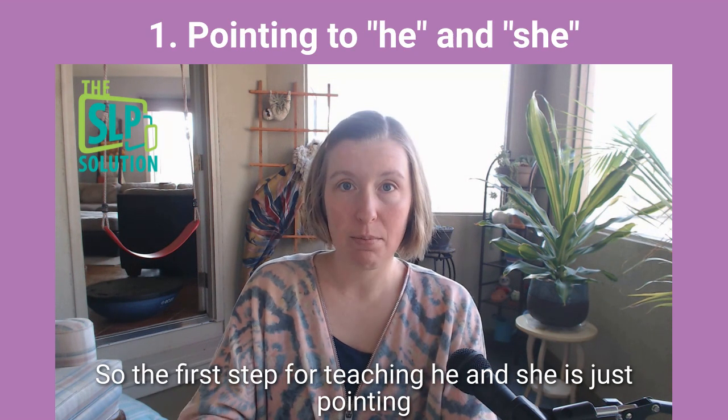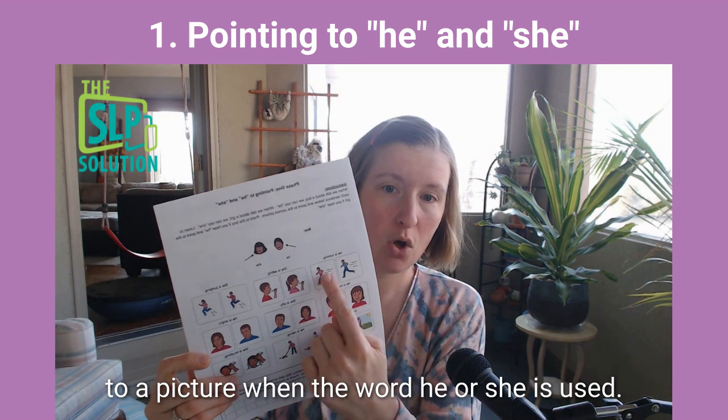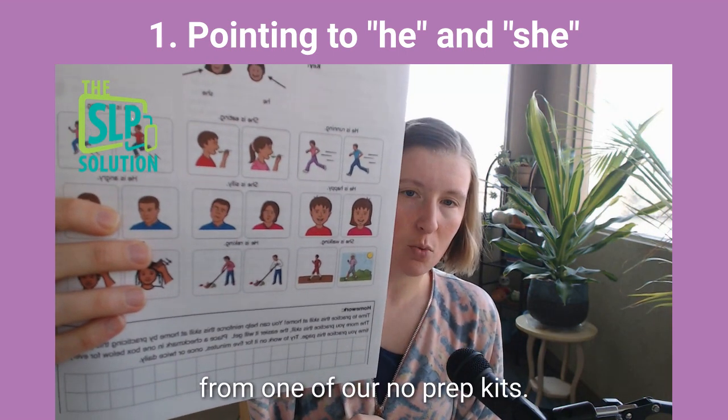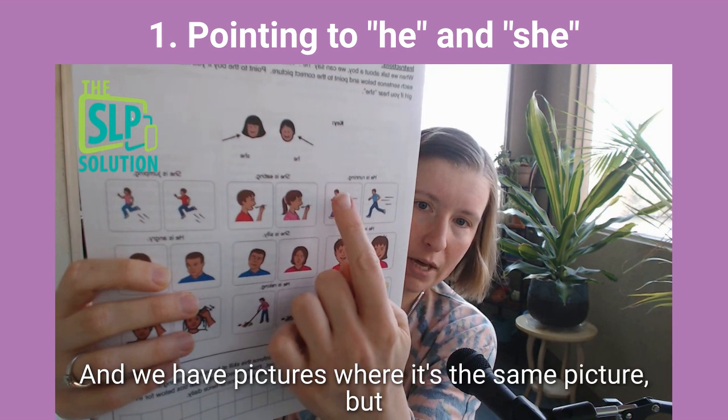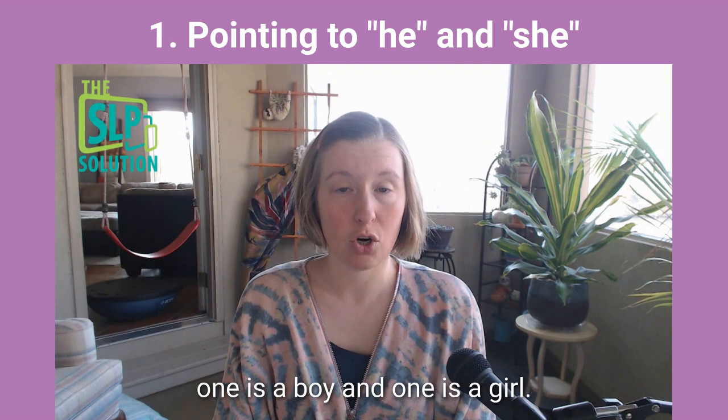So, the first step for teaching he and she is just pointing to a picture when the word he or she is used. So, you can see here, this is from one of our no prep kits. And we have pictures where it's the same picture, but one is a boy and one is a girl.